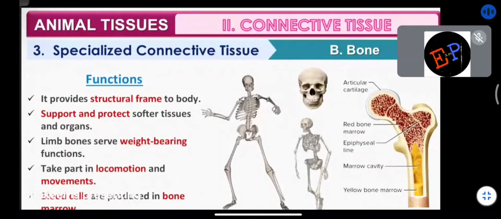So functions. What is the function of bone? It provides a structural framework to the body. What is meant by structural frame? Structural frame means the shape of the body. Your body shape is like that because your bones are like that. Because your bones are standing straight, you are also standing straight. So the shape of the body is provided by the bone. It also supports and protects softer tissues as well as organs. For example, we have the vertebral column, which protects the visceral organs. Your lungs, your kidneys, your heart, all of them are protected by bones itself. So they are responsible for protection also.